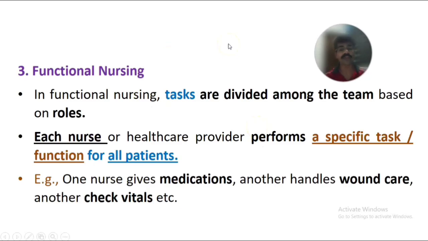Now the third method of patient care assignment is functional nursing. As the term indicates, it is related to functions. In functional nursing, the tasks, that is nursing care or nursing care procedures, are divided among the team. In the ward, during each shift there is a group of nurses, which we call the nursing team. Among the team, based on their roles, the staff is divided according to the task or function.